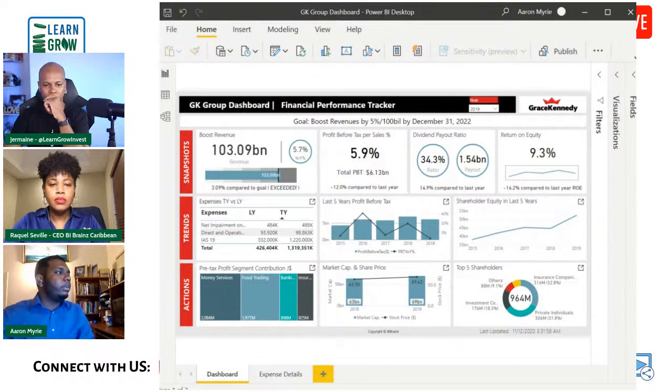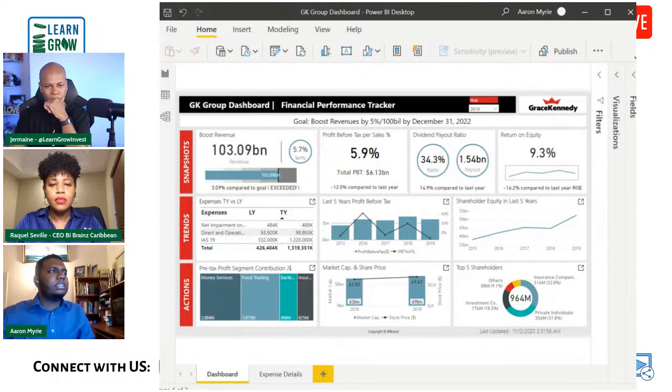So we look at where the company was at with revenues compared to its goal. We see that GraceKennedy exceeded its goal by 3.09% and also exceeded last year's revenue by 5.7%. Then we look at 3 top KPIs to track in order to reach that goal. The first one is profit before tax per sales. So out of sales, 5.9% was profit before tax, and the total PBT was 6.13 billion. And comparing to last year, profit before tax dropped by 12%.